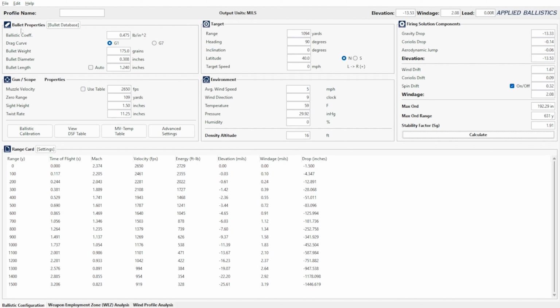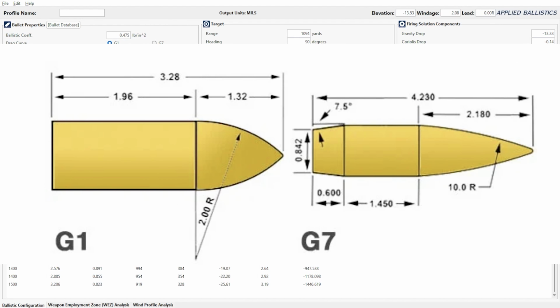So we'll start off here in the top left corner. We can see we've got bullet properties, and then here we have ballistic coefficient. So that allows you to input a G1 or a G7 coefficient. Now, for those that don't fully understand what those mean, they are basically standardized shapes of projectiles. So G1 is an older standardized shape, and it doesn't have a boat tail. It looks a bit like an old artillery round, if you like.